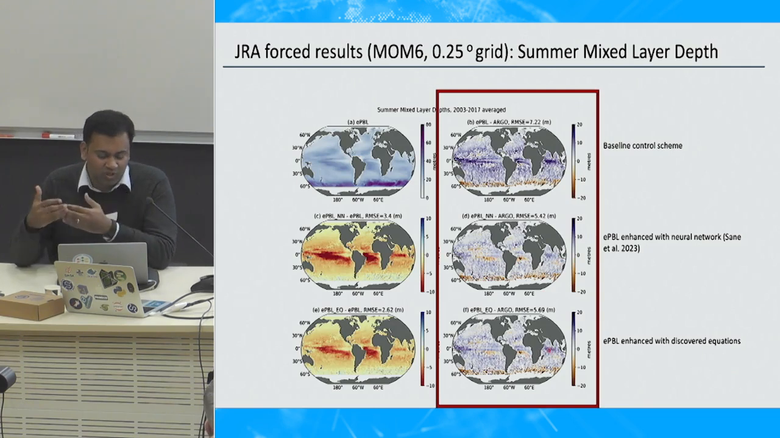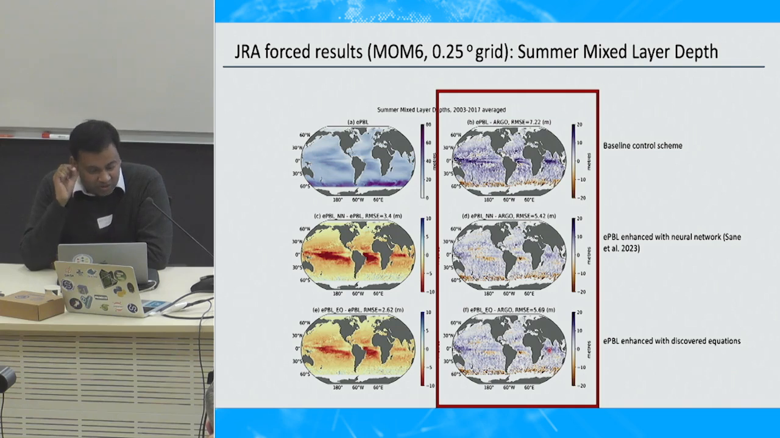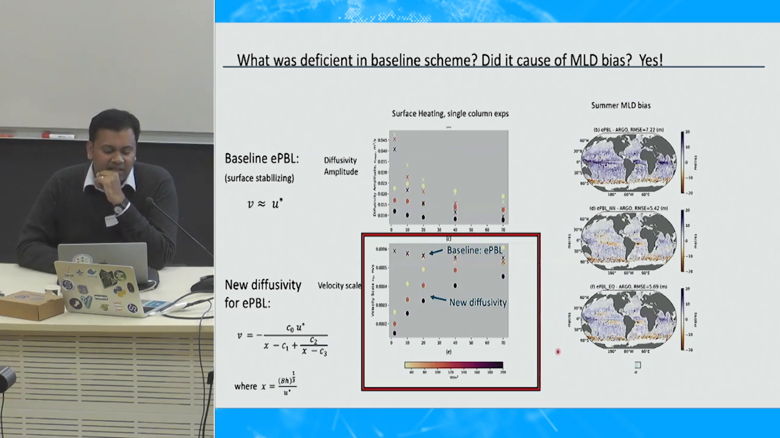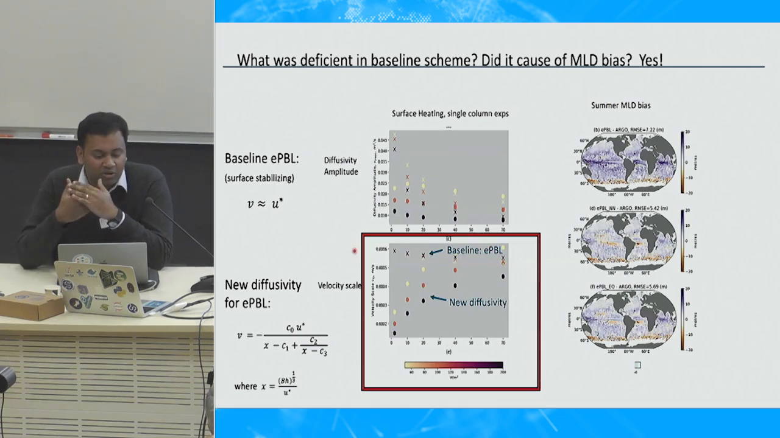But then the question remained: what caused this bias reduction? Yes, the physics have improved, but can it be pinpointed to some term which was missing? It's very difficult to do that in a quarter degree global 3-dimensional simulation. So to investigate that, can I point out some term missing in the baseline scheme using equations? I did a single column model experiment.